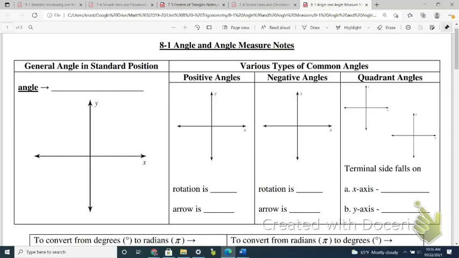Good morning. Today we are going to start 8-1 angle and angle measures. So let's review what an angle is. An angle is simply a rotation of a ray about a fixed point.